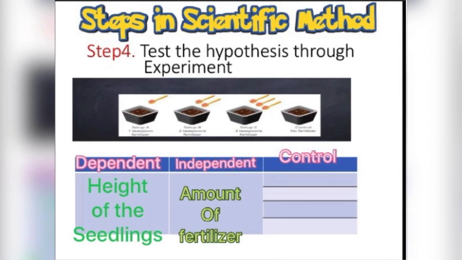And to be sure we are testing to see how the amount of fertilizer affects the seed growth, we must keep other factors the same or constant. These factors are called the control variable.